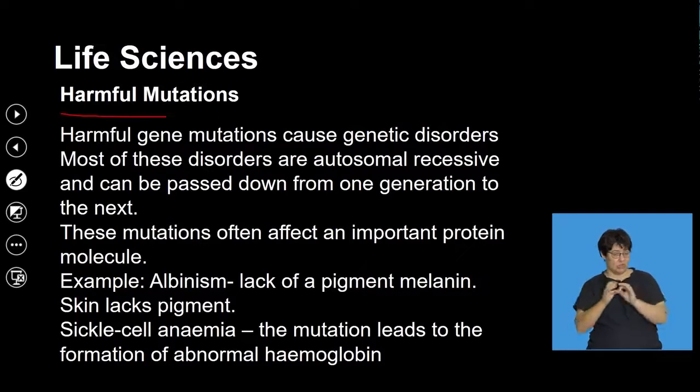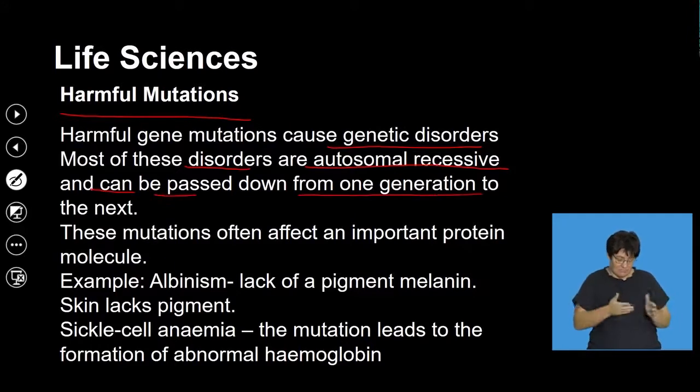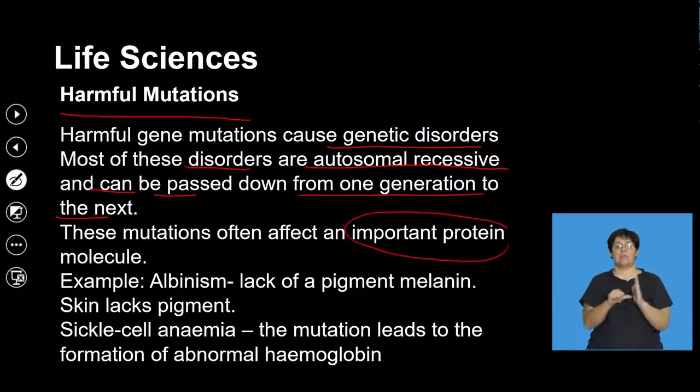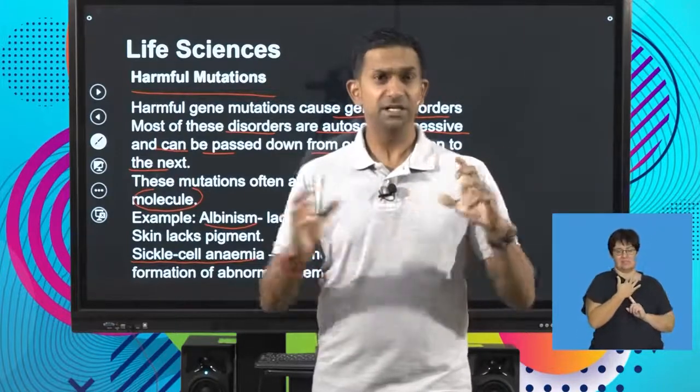However, we have harmful mutations, and often these would be mutations that cause genetic disorders. Most of these disorders are autosomal recessive, and I'll explain the concept of what autosomal recessive is. And these can be passed down from one generation to the next. These mutations often affect an important protein molecule. An example of this would be albinism or even sickle cell anemia. So when we look at harmful mutations, we refer to these mutations as mutations that affect a specific gene.